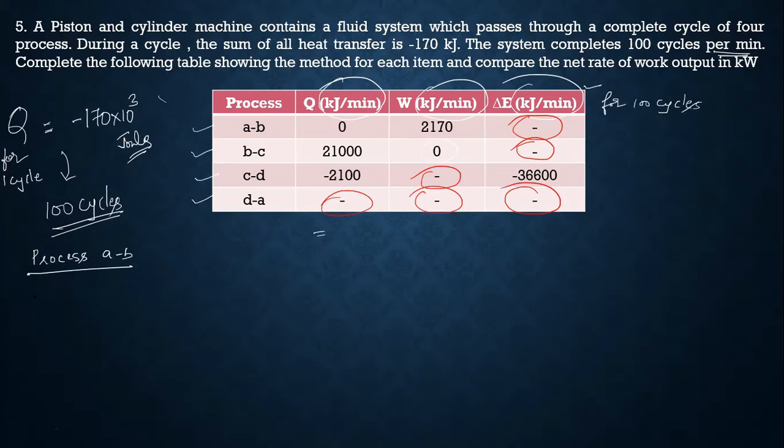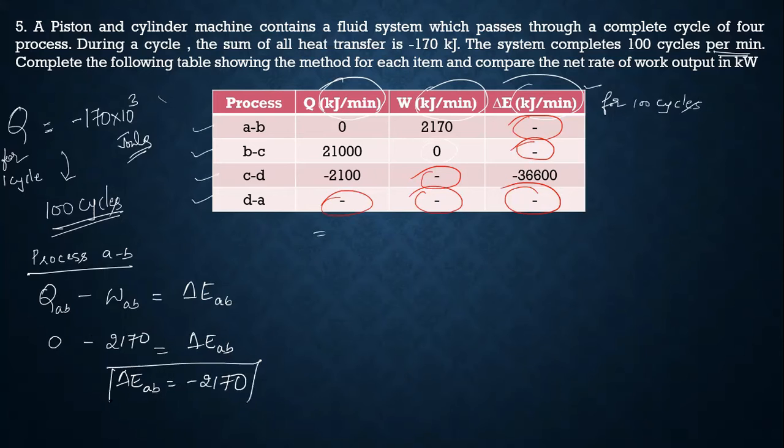In process A to B, if I apply the first law of thermodynamics for a non-cyclic process, Q AB minus W AB is equal to delta E, where E is the stored energy, delta E AB. Q AB is known, that is 0, minus W, 2170, given in kilojoules per minute. So delta E AB is minus 2170. We found that.